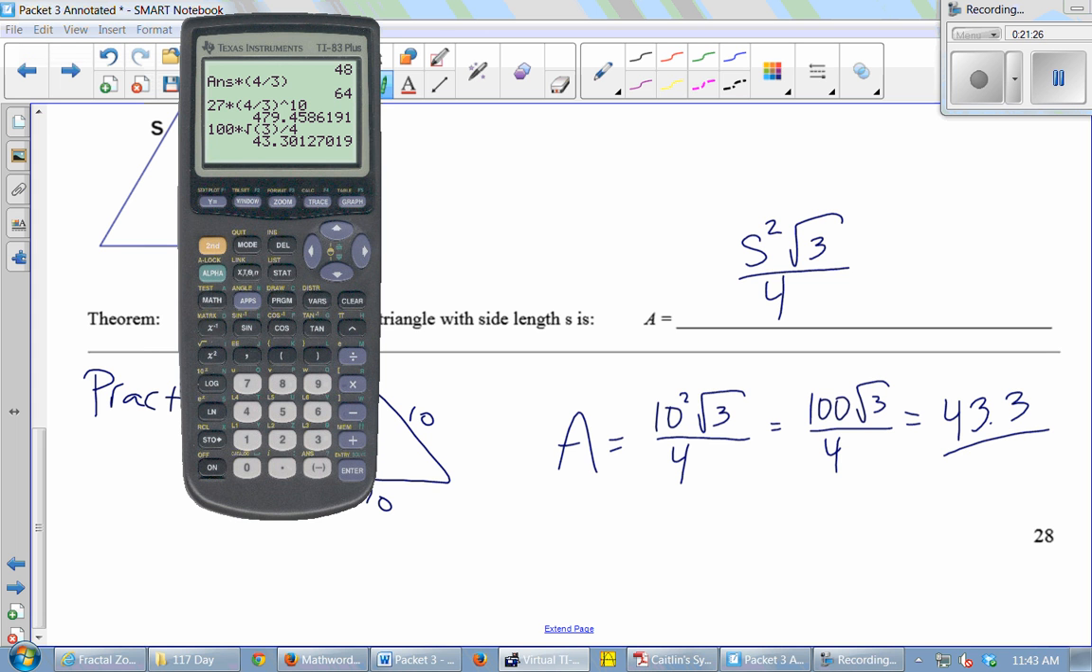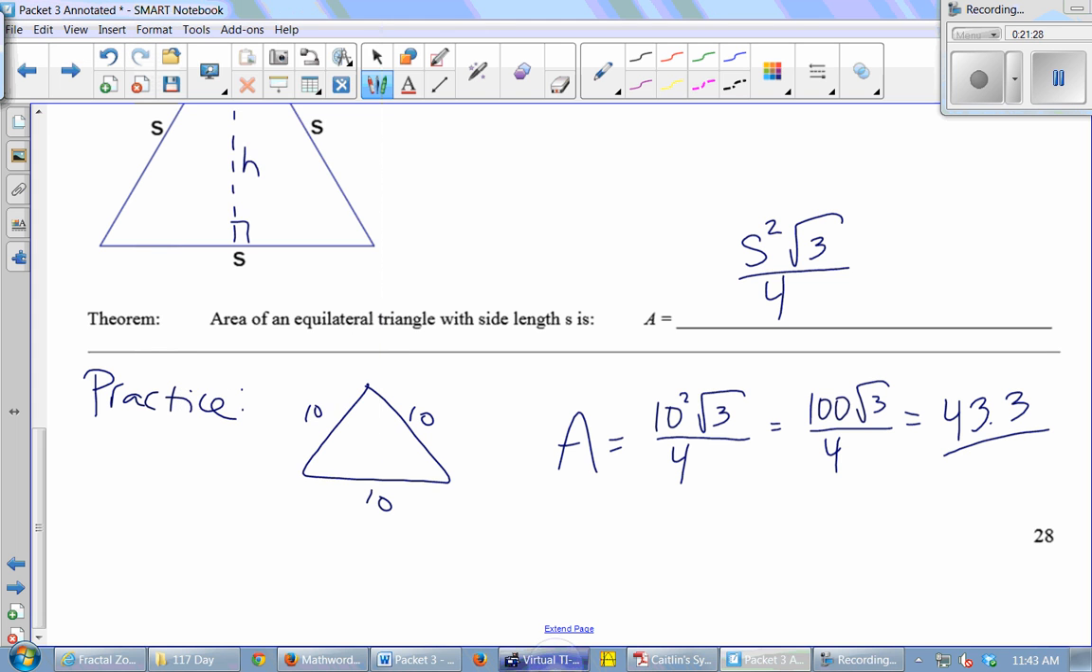Not so bad, right? You may not have seen this formula before, but it's just an alternative way of calculating the area of a triangle if that triangle happens to be equilateral. You okay with it? Take my word for it that this is true? Okay.